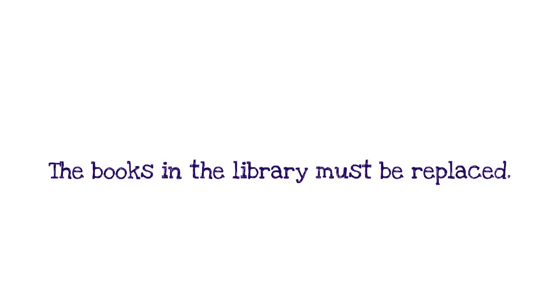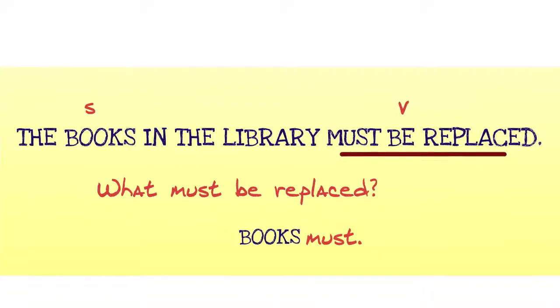Try this next one on your own. Remember, find the verb first and then ask yourself who or what is performing the verb. So, the sentence: the books in the library must be replaced. The verb is must be replaced. What must be replaced? The books. Therefore, books is the subject.